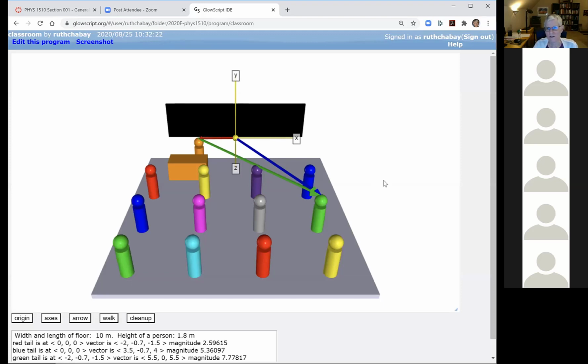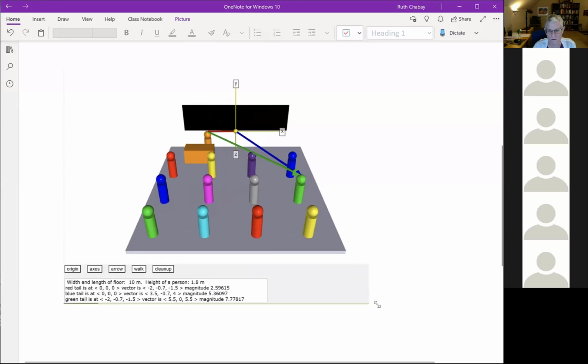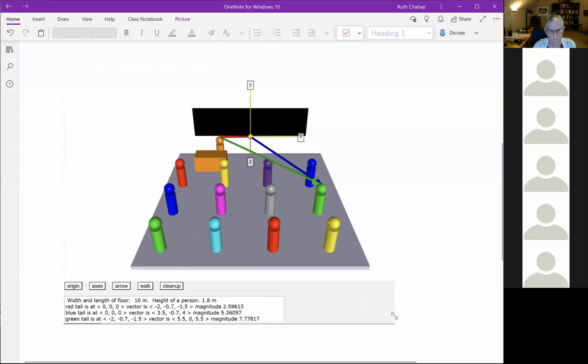So I'm going to take a screenshot of this. So let's look in a little more detail at what we've done with vectors here. Let's see, I might want to make this object a little bit larger so that we can write on it.